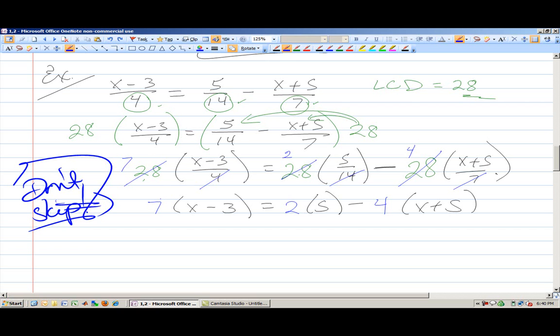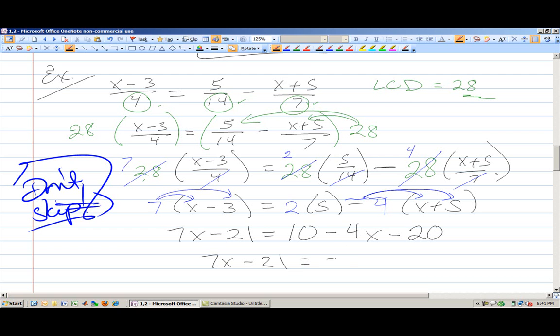All right, so now we want to go ahead and distribute that 7 through. We're going to distribute this negative 4 through. So 7 times x, 7x, minus 21 equals 10 minus 4x, minus 20, minus 4 times plus 5, negative 20. All right, I'm all simplified over here for the moment. Negative 4x plus 10 minus 20 is minus 10.